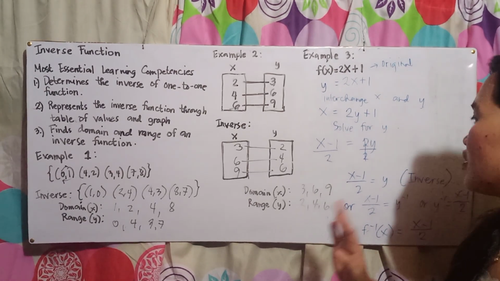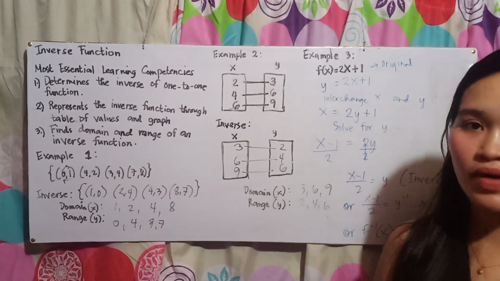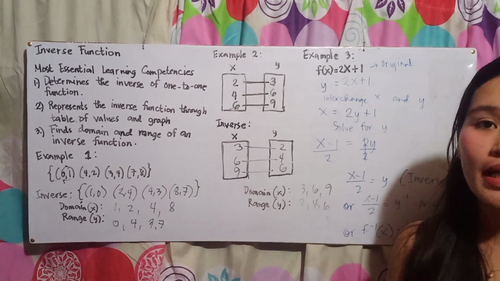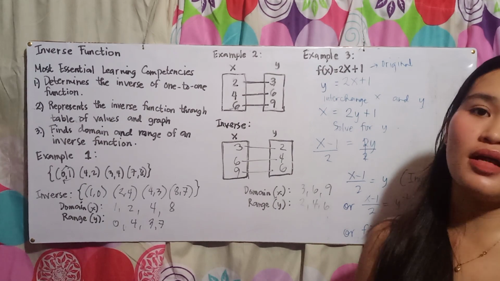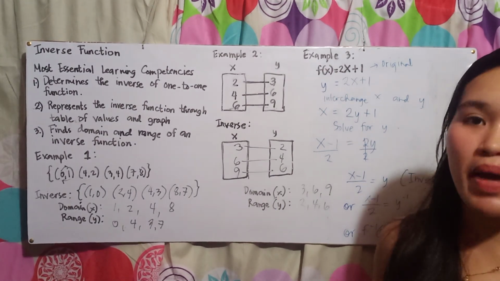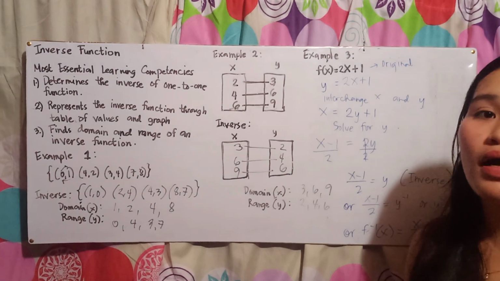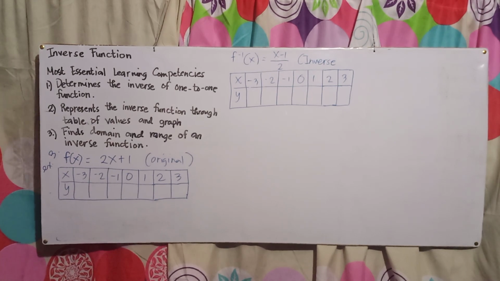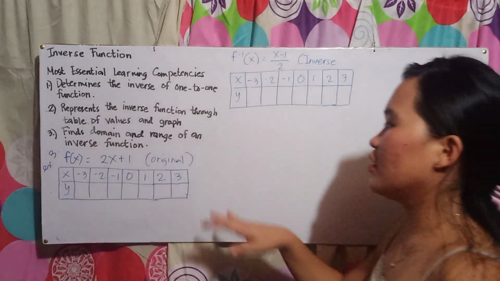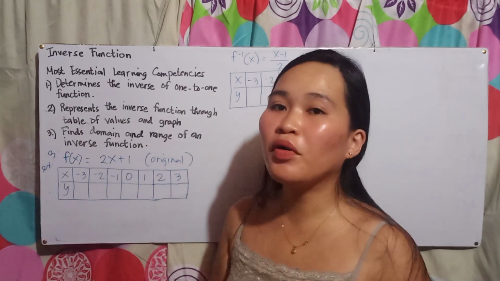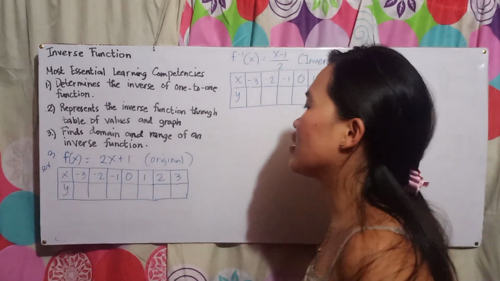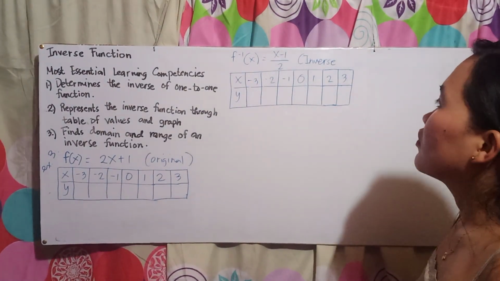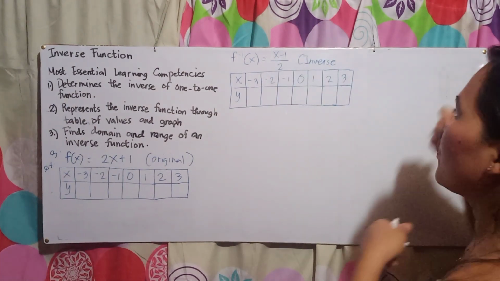So, next is to identify the domain and range. So, to identify the domain and range given the function, so atong i-graph. So, before ta maka-graph, so dapat pangitaon nato ang ordered pairs. So, magbuhat ta og table of values. Okay, so let's proceed. So, the original function for example 3 is f of x equals 2x plus 1. So, our inverse is x minus 1 over 2. So, ito yung inverse natin.